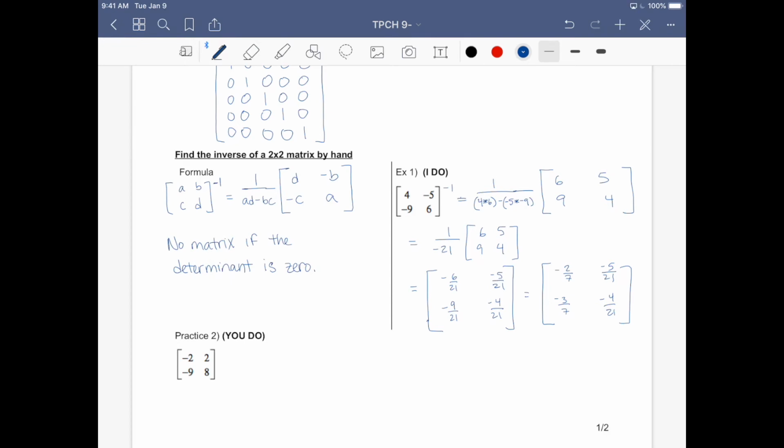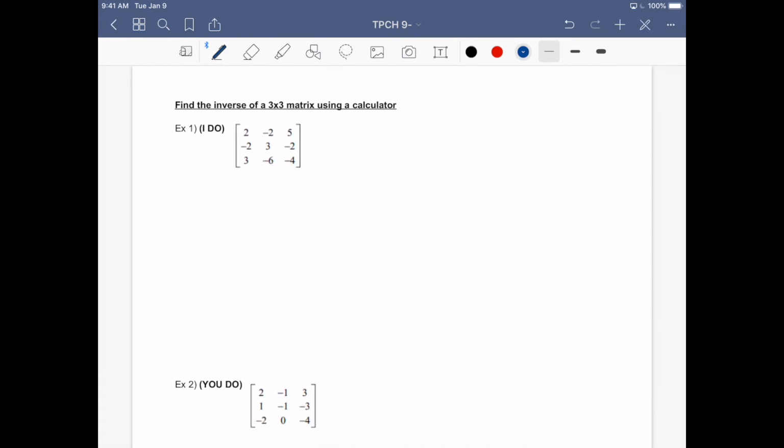Just a quick correction, this really should be example 2. It should be fixed on your paper, but if it's not, my apologies. It's example 2, practice 2. Now we're going to move on to example 3 and practice 3.